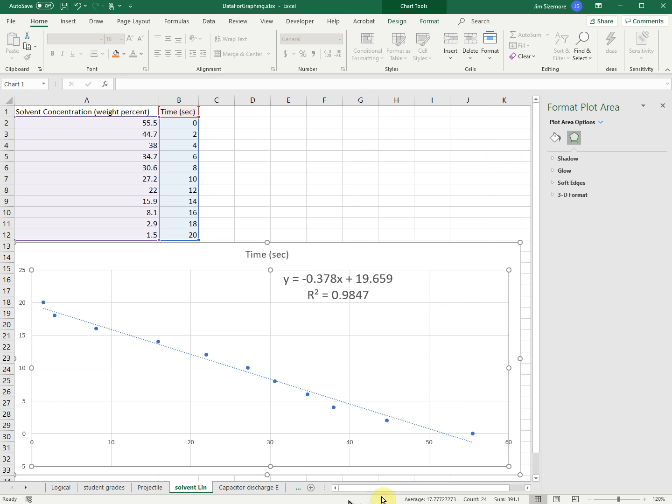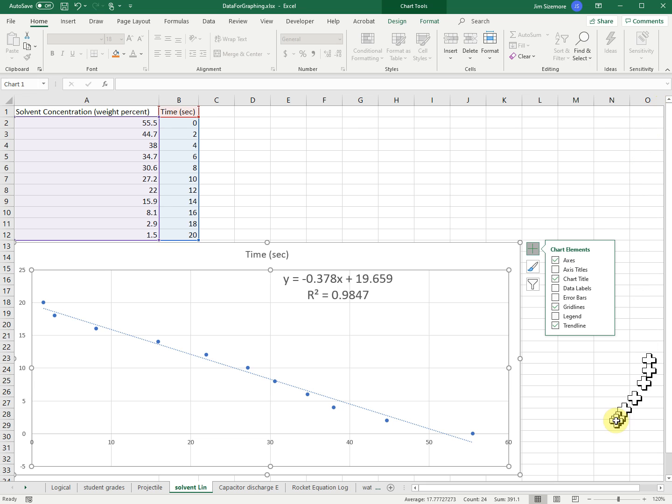Well, anyway, you can see the equation. Y equals mx plus b. You can see the equation right here. Now, we're going to look at what to do about other kinds of fits, things that are nonlinear. So that's the next topic in the next video.